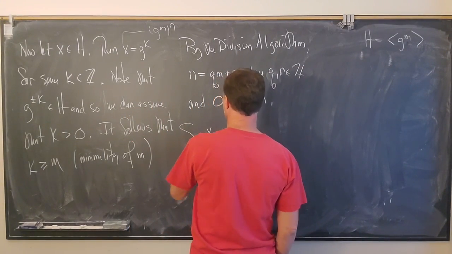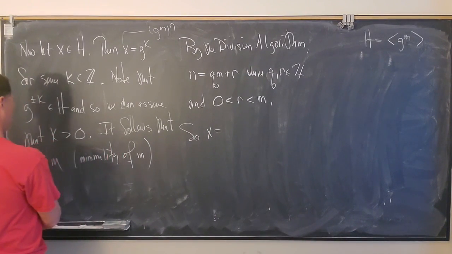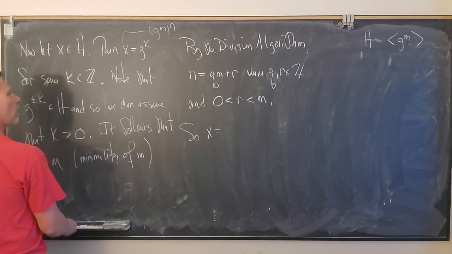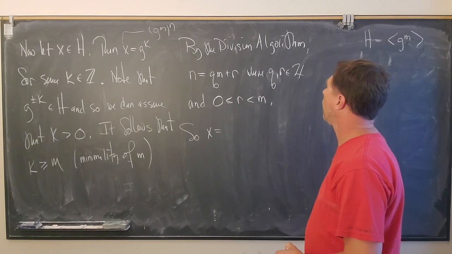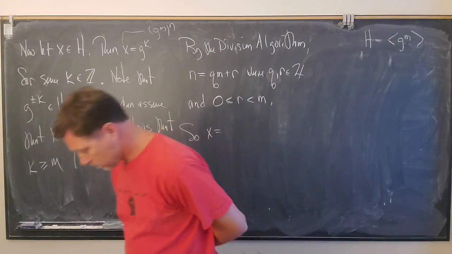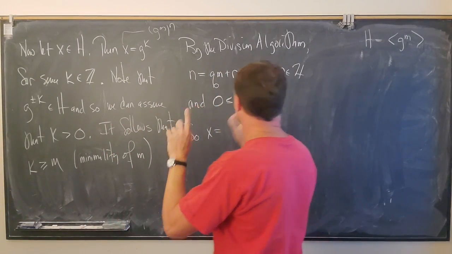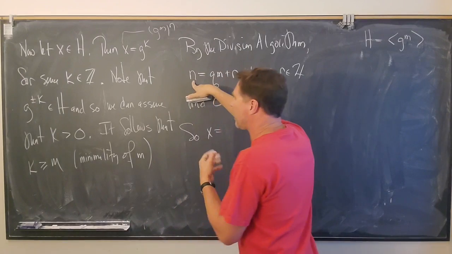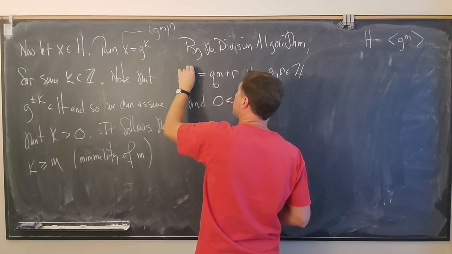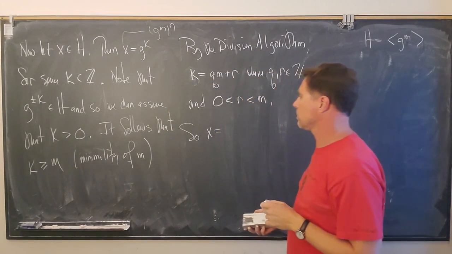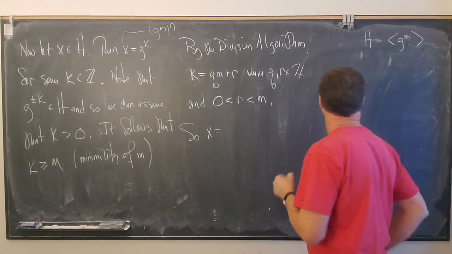So x is equal to, well, it's g to the k. Sorry, one mistake. I should not be writing n here. I don't have n, I have a k, right? So I need to have a k right there. Sorry about that. So replace that n with a k. And then, right, I'm running the division algorithm on k, not n.